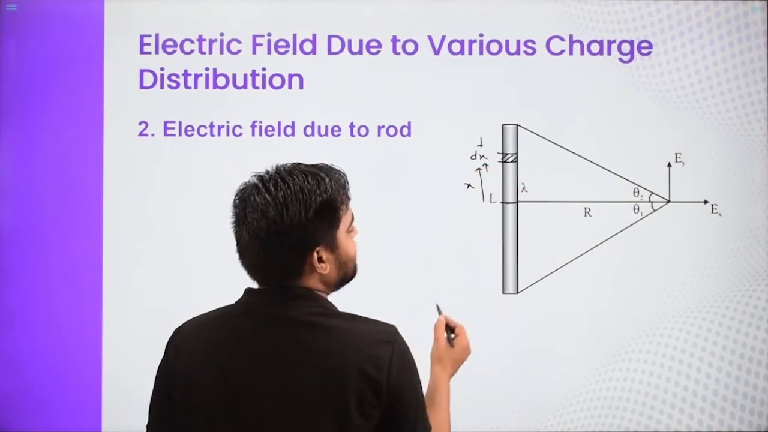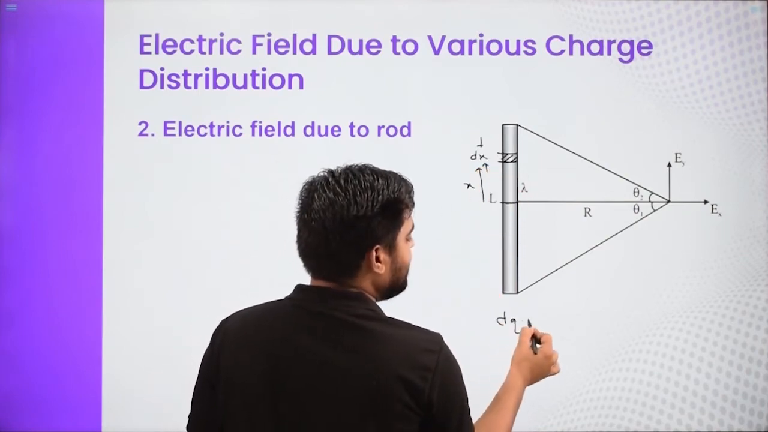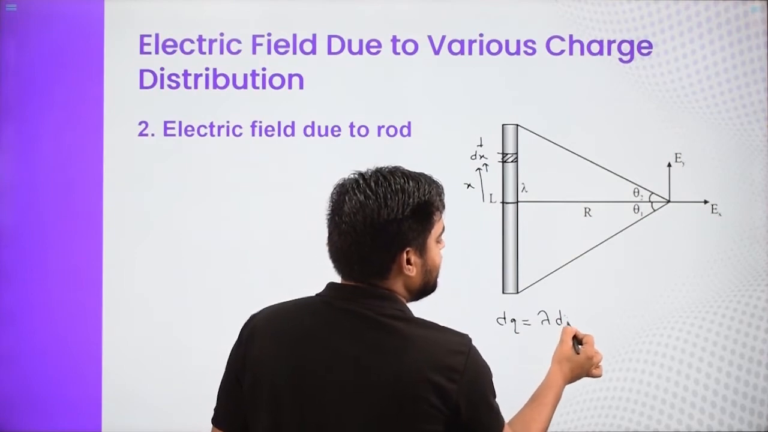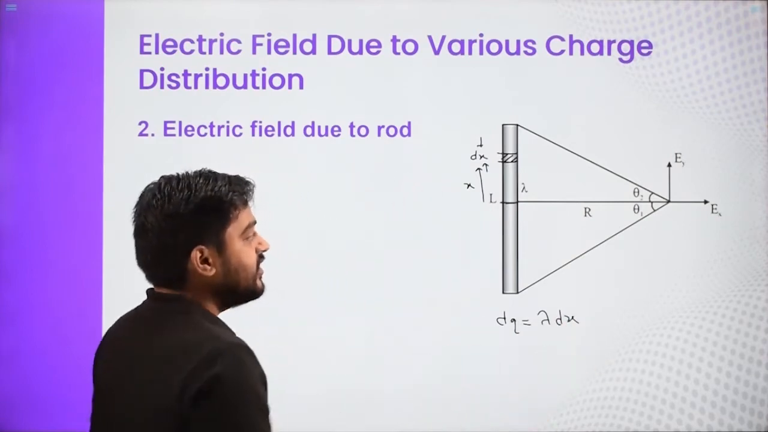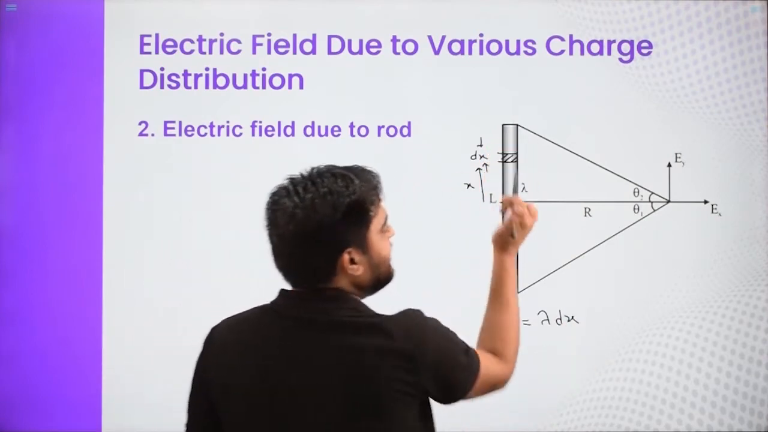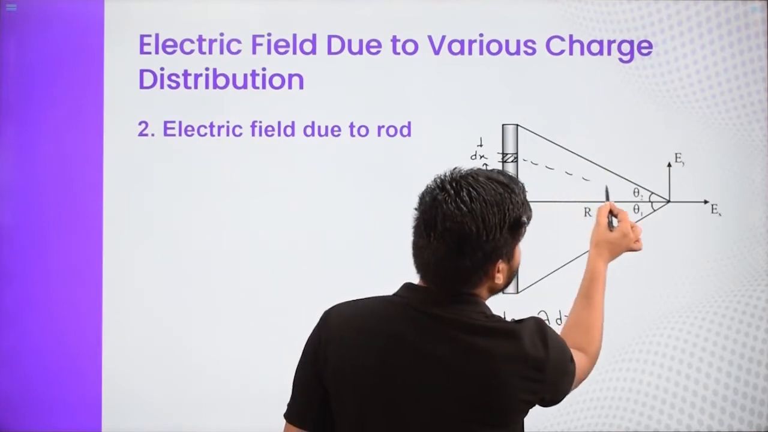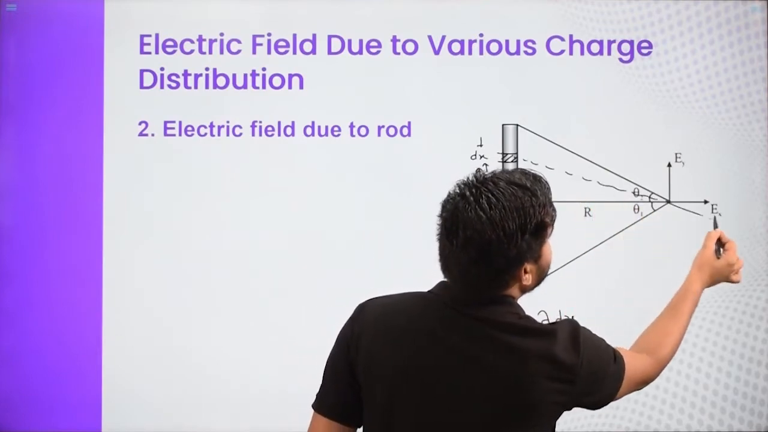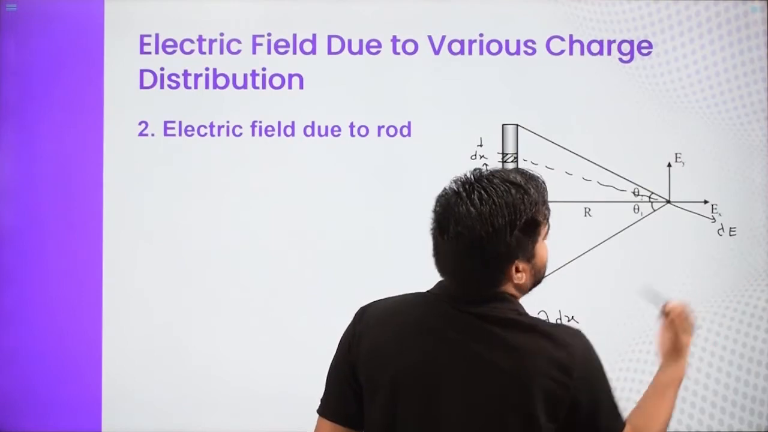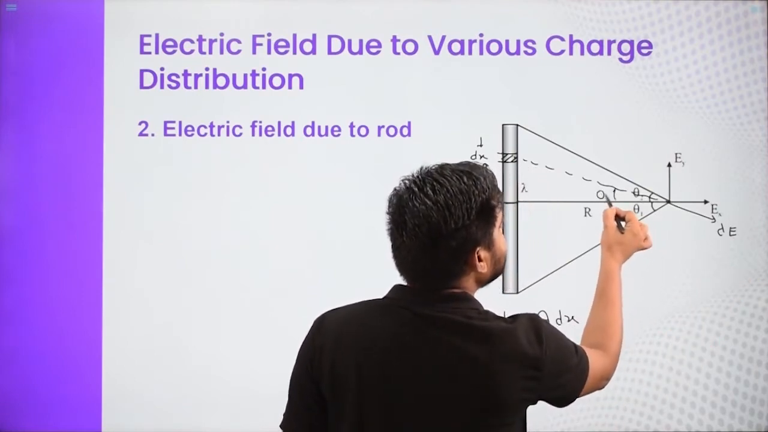Now this dx has how much charge? dq, and that dq is written as lambda times dx, that is the charge on the small element. Now this is again treated as a point charge. Electric field due to this at this point will be in this direction. I am calling it dE, and let us say this angle is theta.